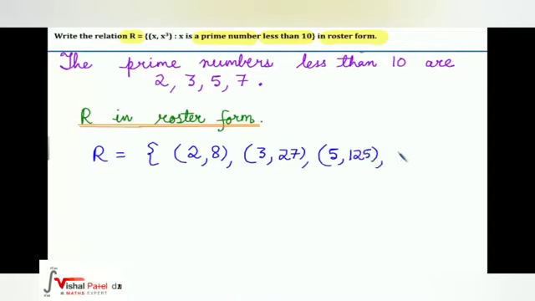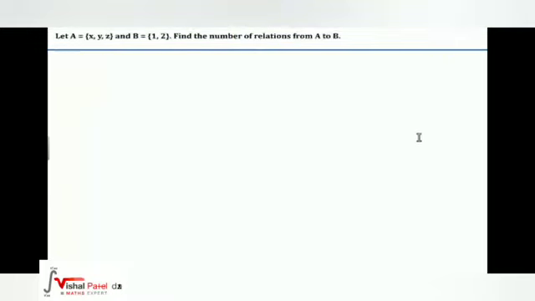And the fourth is 7 and 7 cube is 343, right? Sorry, 343. So these are the 4 possible ordered pairs. If you want to find the domain and range, you can also find them using the first element and second element. Right, now move on to the next question.